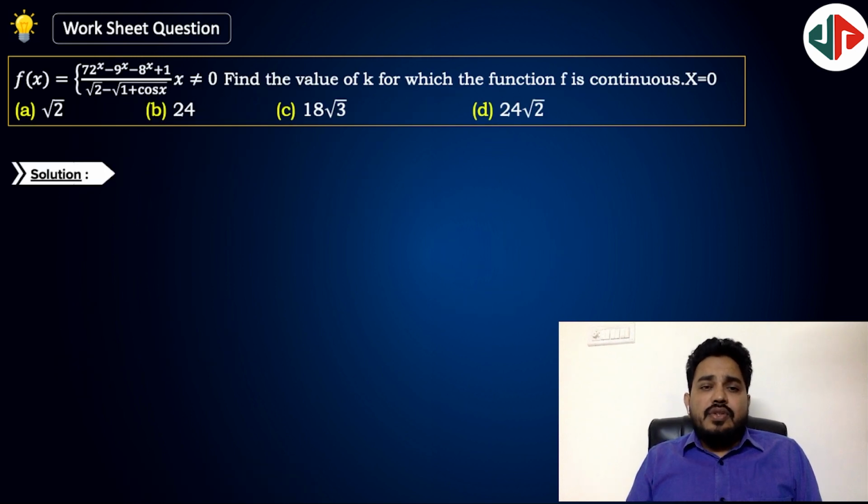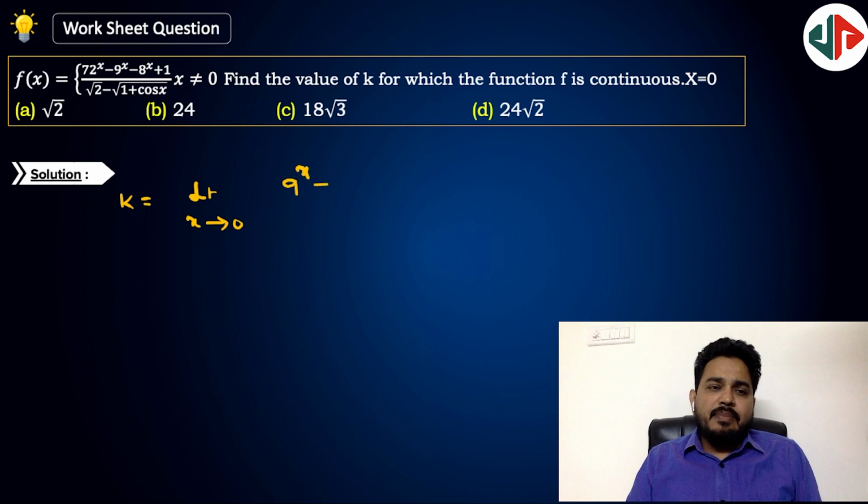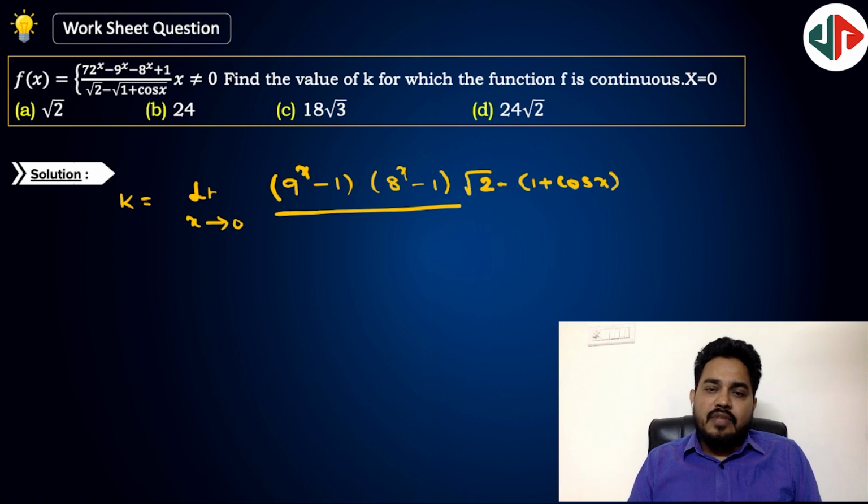F of x is equal to so and so. Find the value of k, which the condition. So they are asking us to find limit extending to 0. K is equal to limit extending to 0, this value. What is this one? This is 9 power x minus 1 into 8 power x minus 1 by root 2. So I am writing this one, rationalization directly. 2 minus of 1 plus cos x, under root of this one and the root of this one. I am rationalizing this. So denominator will come 2 minus 1 minus cos x.